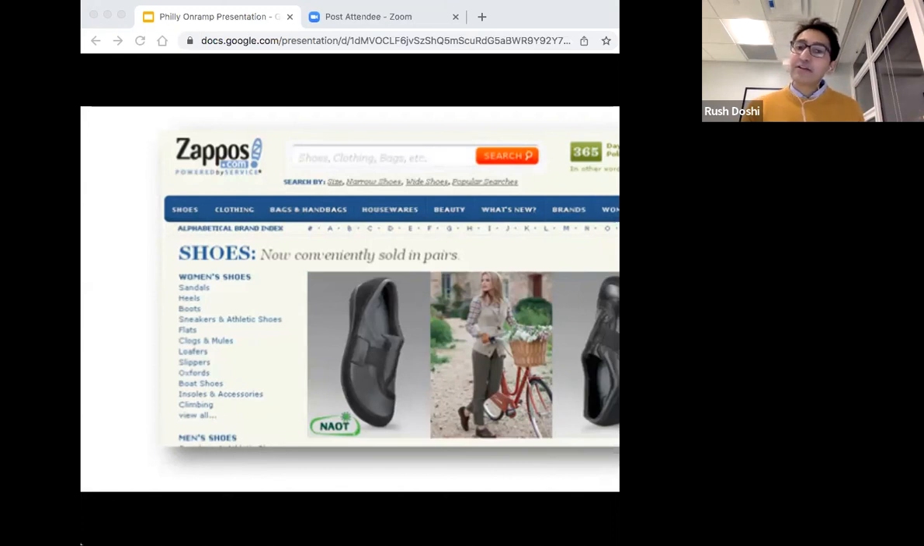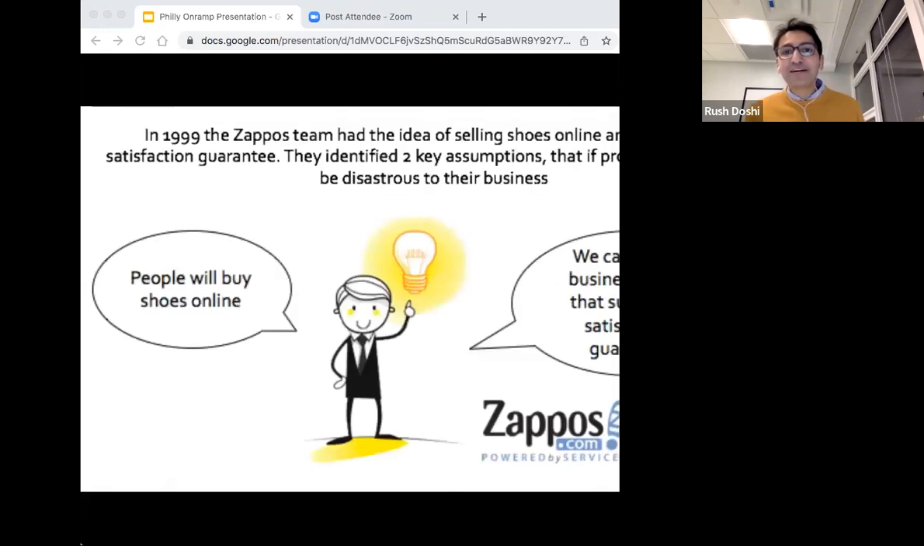Zappos, at the time, was a really crazy idea, which is, why would anyone buy shoes online without even trying them, right? This was in 1999. So they had an idea of selling shoes, but they had two critical assumptions that they needed to make sure were true. Otherwise, they wouldn't really have a business. One is that people would actually buy the shoes online. And the second is that they could guarantee you can return them, a satisfaction guarantee, and that even by offering that, it would still be a viable business model for them.